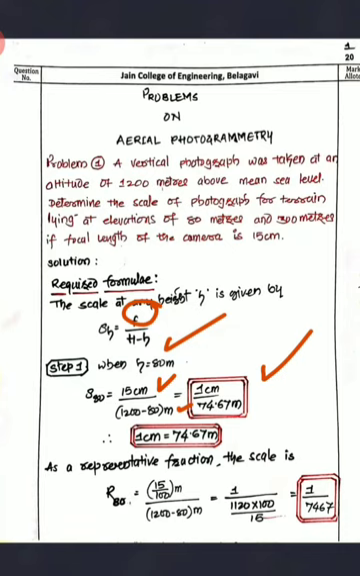This is the scale. It means that 1 centimeter is to 74.67 meters. This 1 centimeter on the photograph equals 74.67 meters on the ground. This is the scale, that is map distance to ground distance. So 1 centimeter on the photograph is equal to 74.67 meters on the ground.